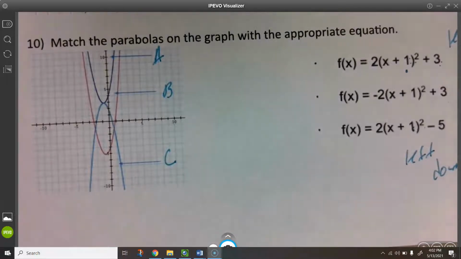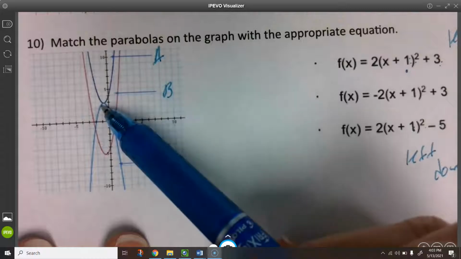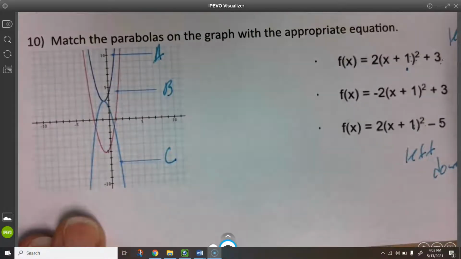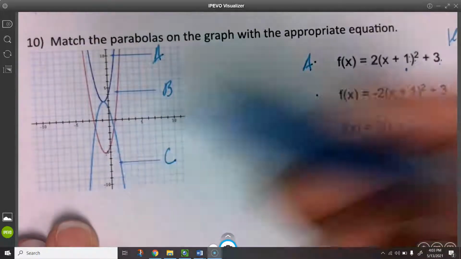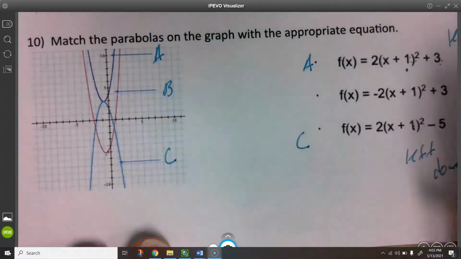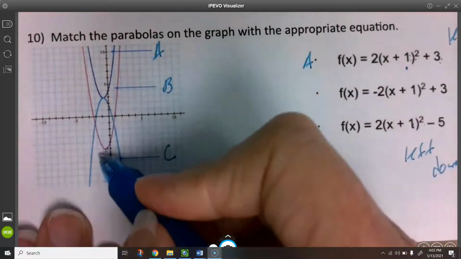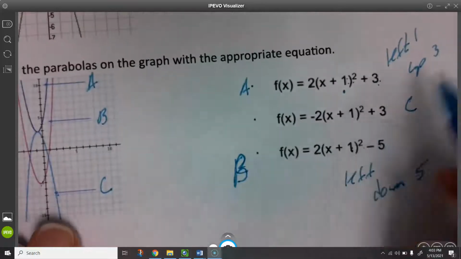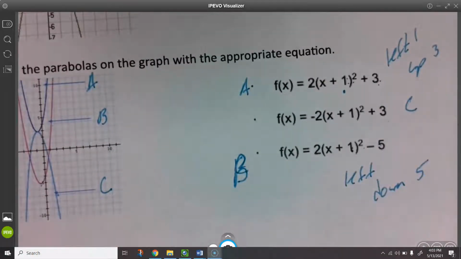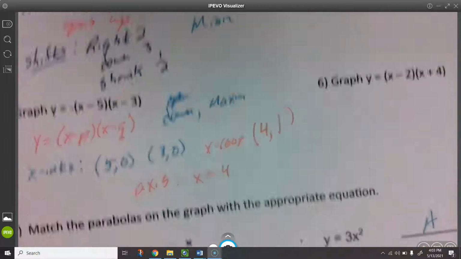Okay? But they both open up. So A is this one that opens up here. That one shifted up 3. That's got to be A. This one shifted down 5. So this has to be B. This one is supposed to be C. This one, what it's asking about is shifts, which you saw in the EOC test. Okay, good, great. So that was graphing, review of graphing with quadratics.